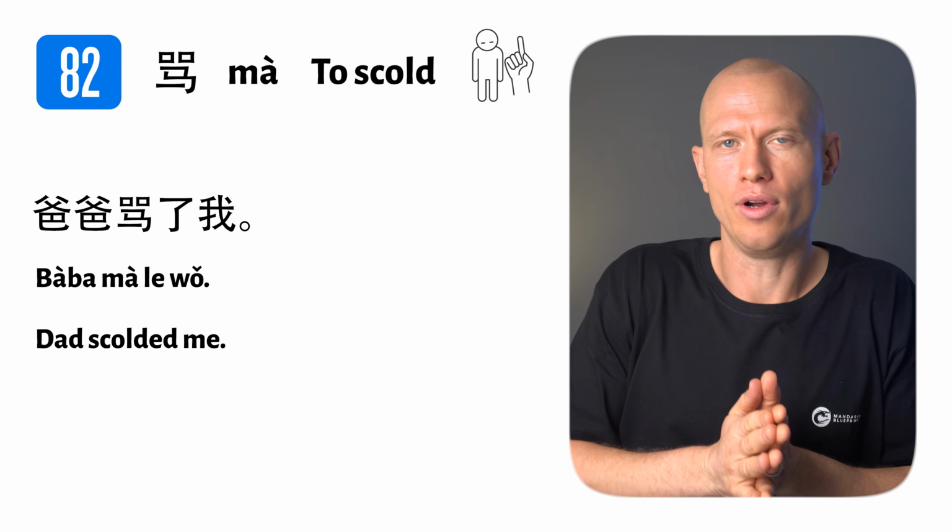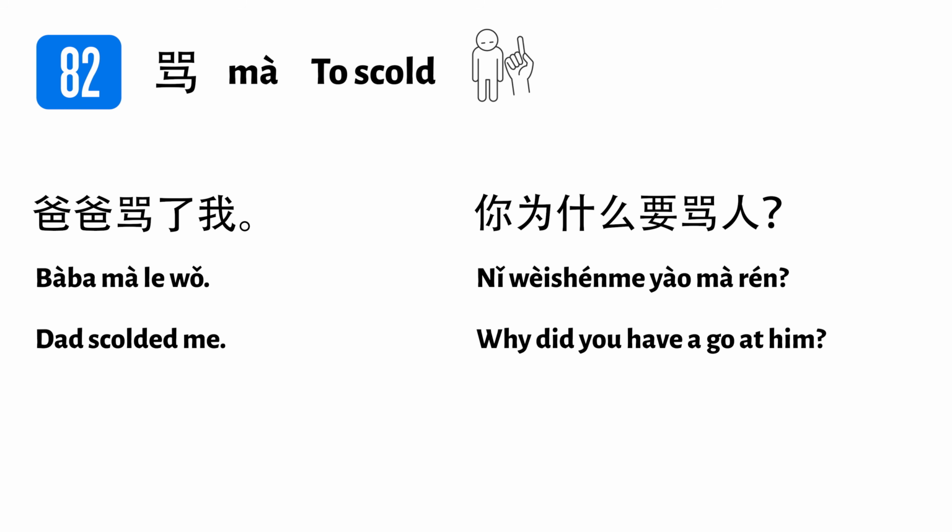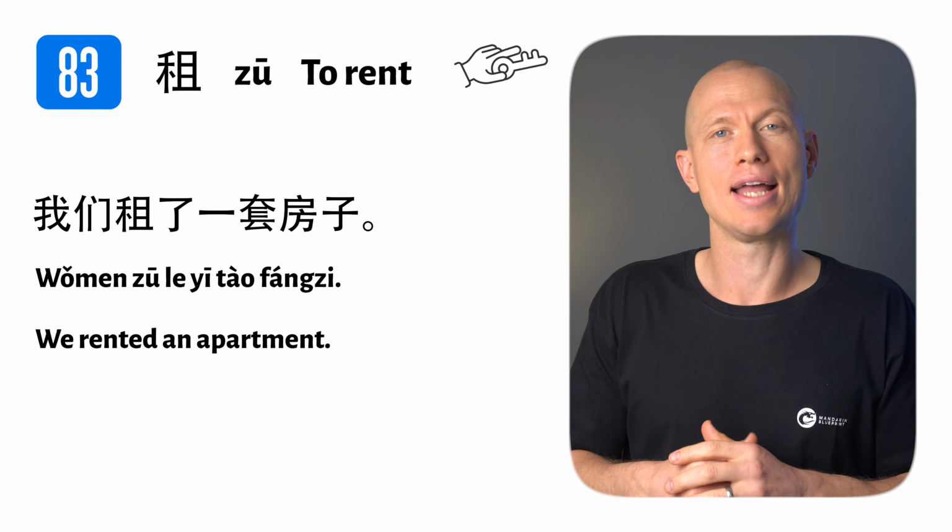Next is 骂, to scold someone. 爸爸骂了我. 你为什么要骂人? 骂人 is like, why do you have to have a go at someone? Next up is 租, meaning to rent. 我们租了一套房子. We rented an apartment.